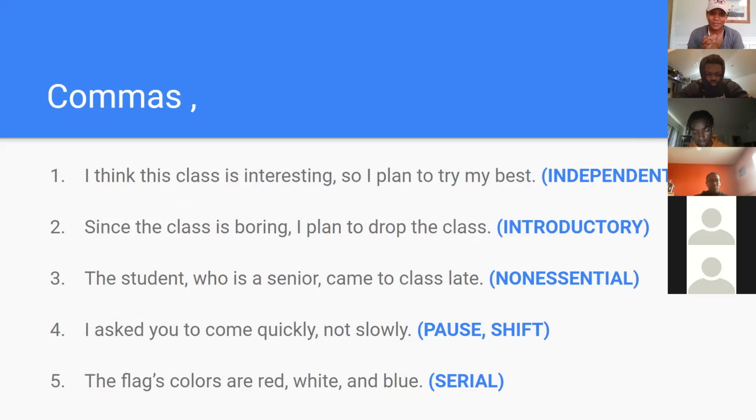Commas. So here's some examples, right? I said if we have independent clauses or independent sentences, you put a comma between it. So I think this class is interesting, comma. Here's the conjunction, so, and I plan to try my best. That's 2 sentences joined together by a conjunction. So I think is subject verb, and then I plan, subject verb. So I see subject verb on both sides, I put a comma, because on both sides of the conjunction, I put a comma right before, so independent.